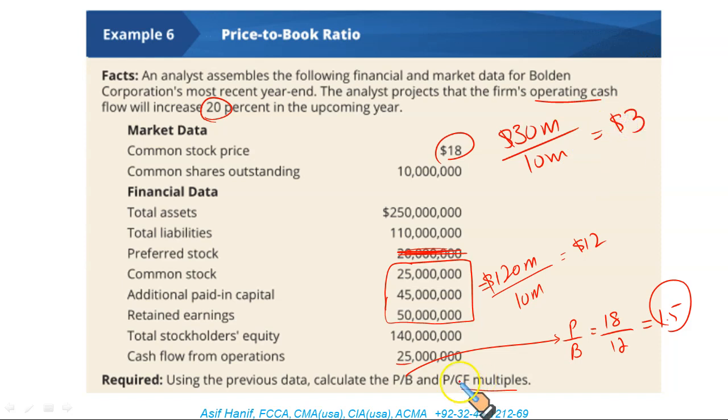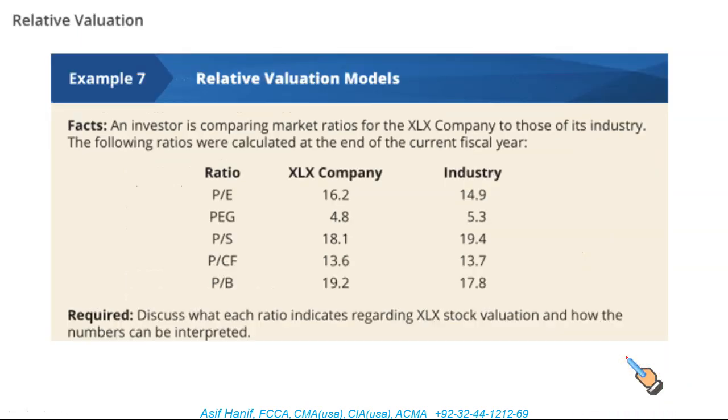Now, if you need to calculate the price to cash flow multiple, it's going to be the price, which is currently 18, and the cash flow per share is $3. So this will give you the multiple of 6. That's how we do the valuation. And finally, once you are done, you can compare your numbers with the industry, and then you can draw the relevant conclusions from what we have done so far.